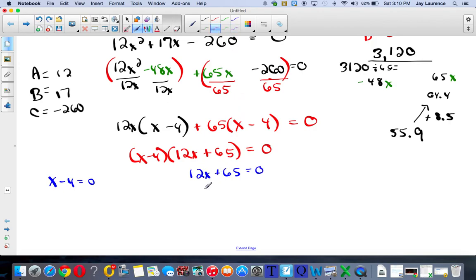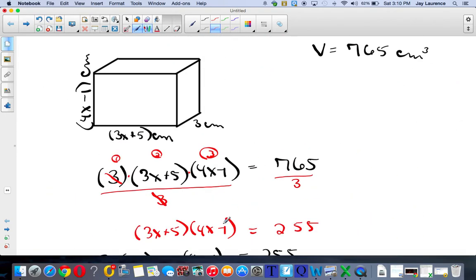Now, the problem with this one is I'm going to subtract, and I'm going to get a negative answer. Now, I don't just throw it away because it's a negative. It's not wrong because it's negative. It's not a valid solution, negative 5 and 5 twelfths, because when I put a negative 5 in here, this dimension becomes negative, okay? So you have to be careful.